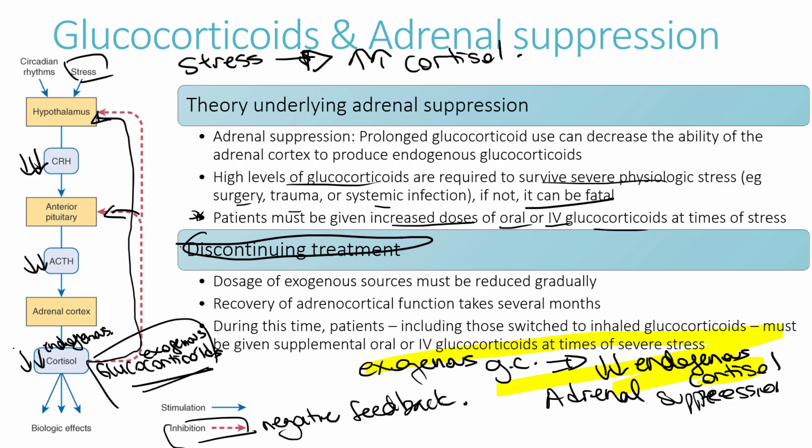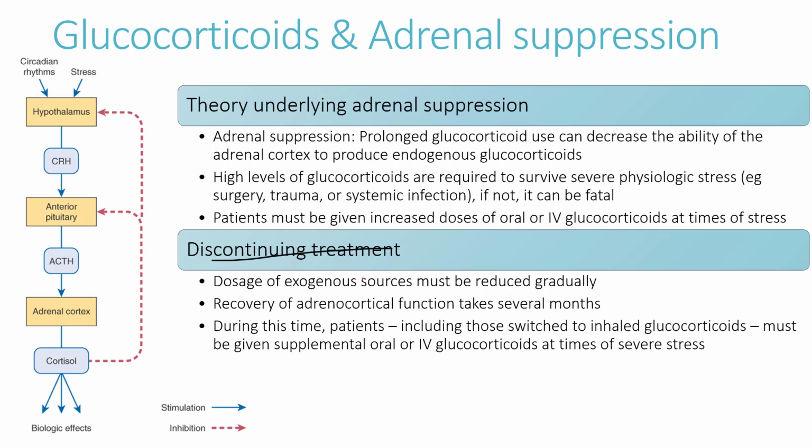Now, there is a way to actually get rid of this negative feedback system, and the way to do it is to slowly discontinue treatment. And so you can see over here, if you discontinue treatment, it must be done gradually. And also, this recovery of the adrenal cortex causing a release of endogenous cortisol may take several months, right? And so as the adrenal cortex function is slowly recovering, patients have to be given supplemental oral or IV glucocorticoids when they're actually under severe stress, until the endogenous cortisol release is back to normal.